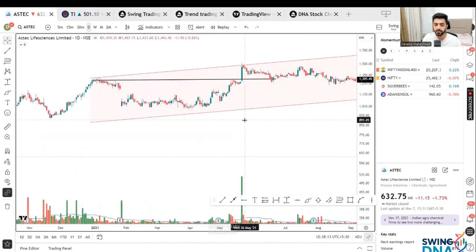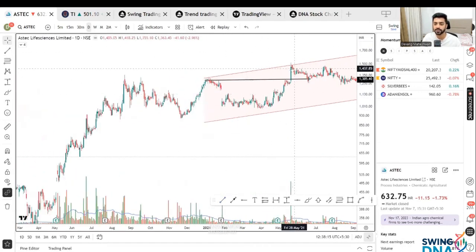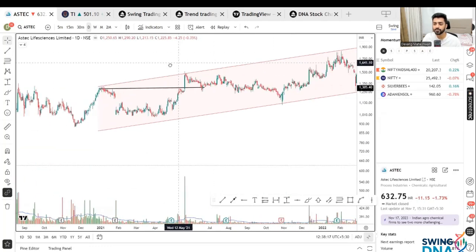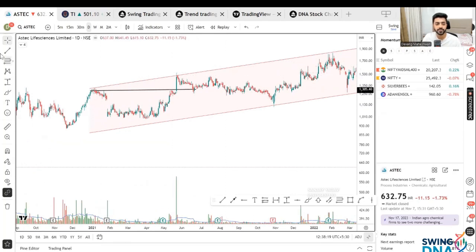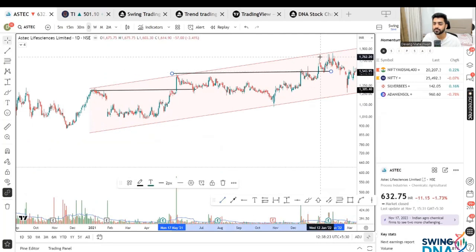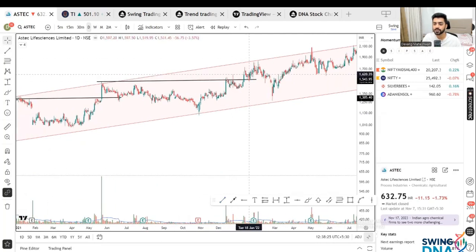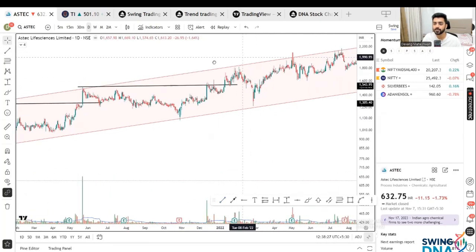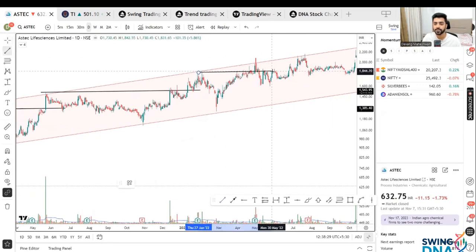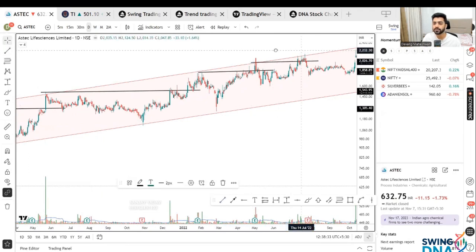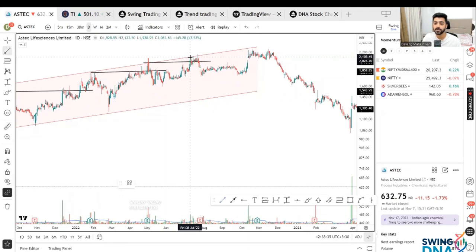Look up. People will go crazy here. Big breakout, no follow through here. Then we have this break here. High breakout here. It went very lethargic. Again failed. Then it moved up here. 1-2 days, failed. It tried here, failed. It again did the same thing.